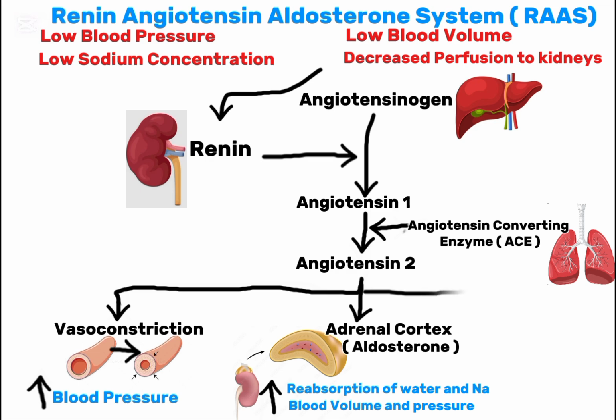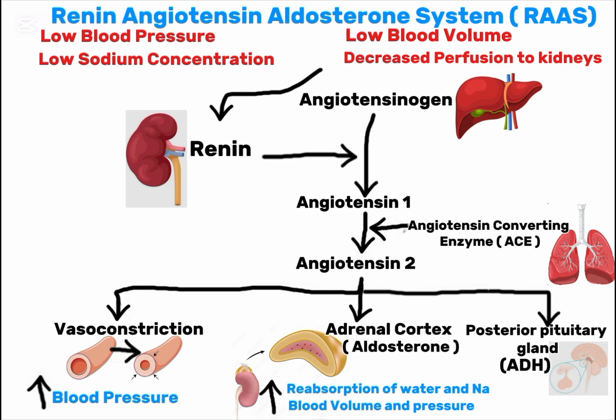Angiotensin 2 also stimulates the posterior pituitary gland to release antidiuretic hormone. This hormone acts on the distal convoluted tubules and collecting ducts to increase reabsorption of water. So, in this way, more water is retained, which ultimately leads to increased blood volume and blood pressure. So, the final results of this RAAS physiology are increased blood pressure, increased blood volume, and restoration of homeostasis.